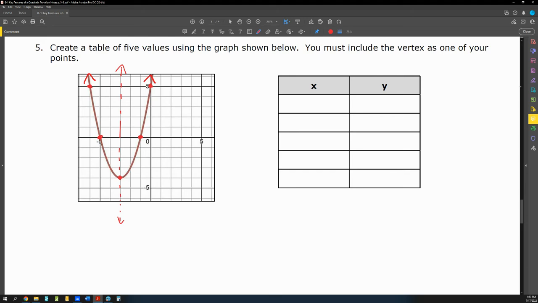So now we can plot these points. We get negative 6, 5. We have negative 5, 0. We have negative 3, negative 4. We have negative 1, 0. And we have 0, 5. So these are our 5 points that we're plotting. All right. So if you're ever stuck and you need more points from a graph, just remember that the graph is symmetrical. And so if you found one on one side, you can always find its corresponding one on the other side of the axis of symmetry.